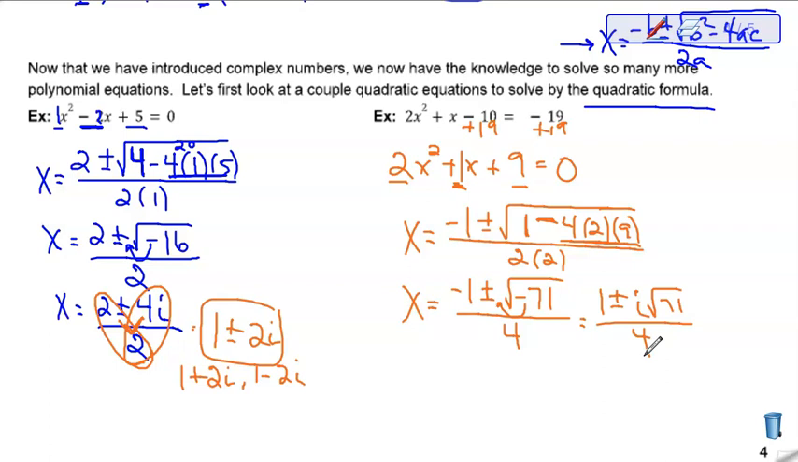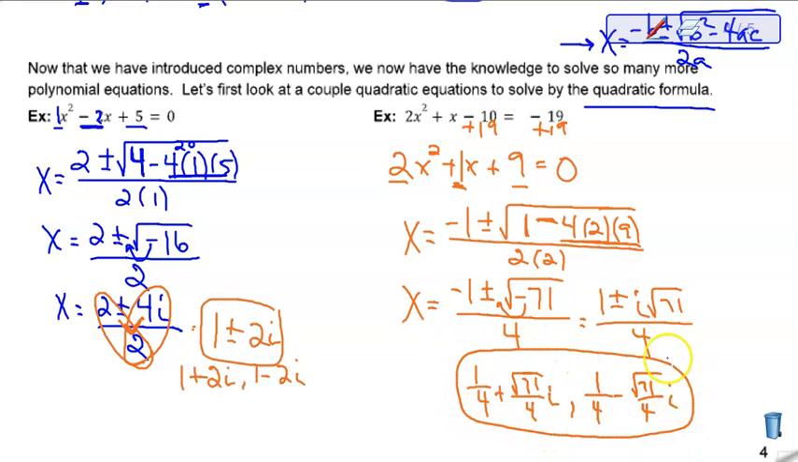Again, they may ask you to do one of two things. They may ask you to separate them into real pieces and imaginary pieces, so you would have something like this for the complex, and then the negative version of that minus the square root of 71 over 4i. So this may be the way that they want you to write that or type that in My Open Math. Okay? All right, very good.